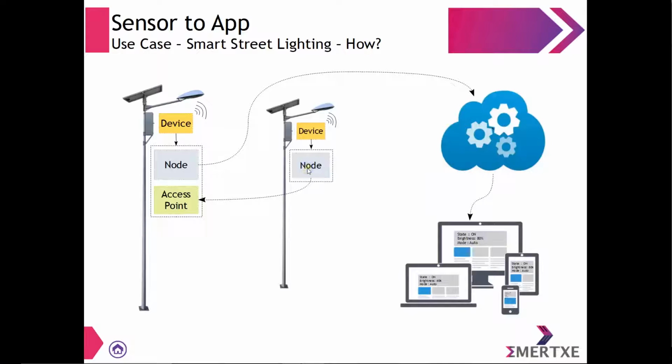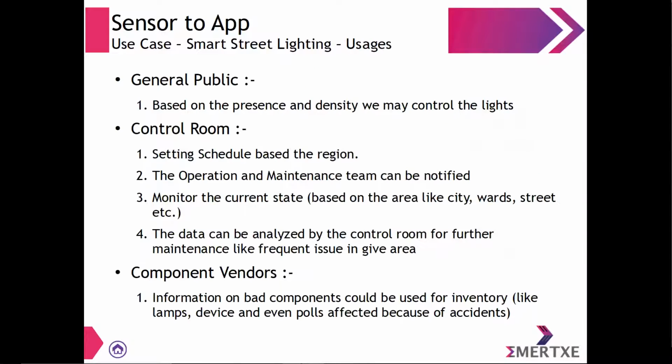The node sends the data to the access point, and the access point sends the data to the cloud, and from there we may pull the data to the app as required. By doing all this, we may see the beneficiaries in the form of the general public, the control room, and the component vendors. Now without wasting more time, let's go to the implementation and see what we have there.